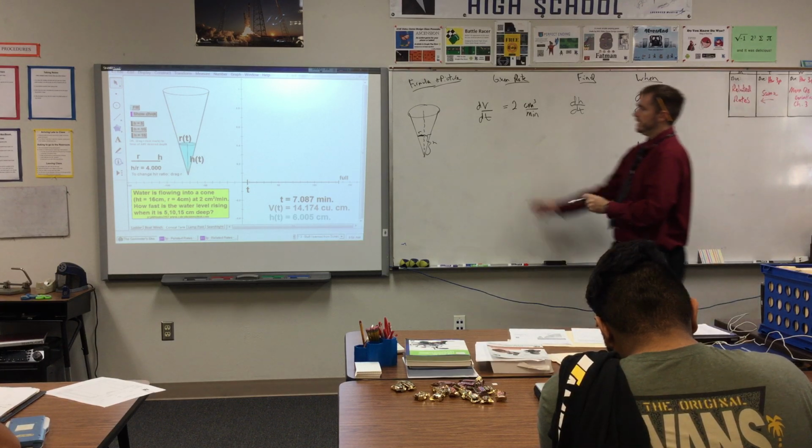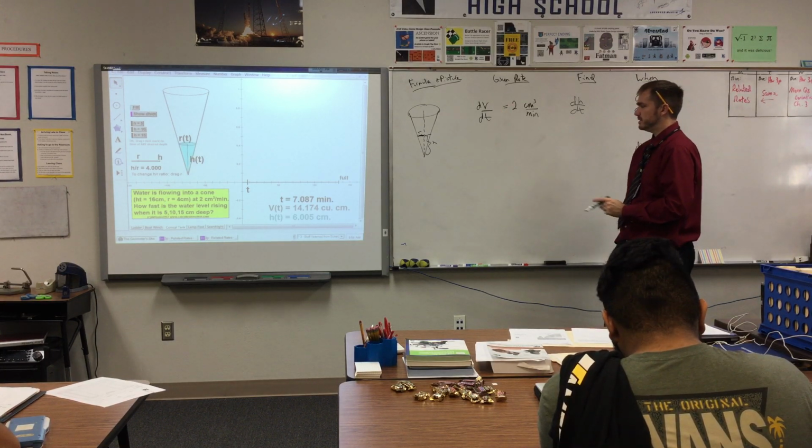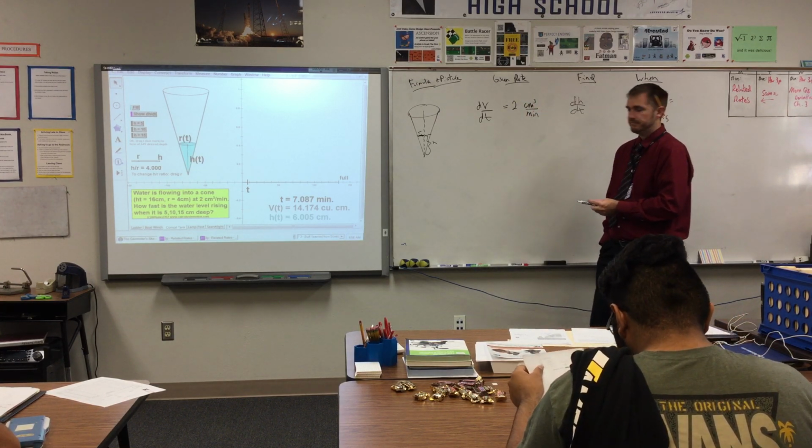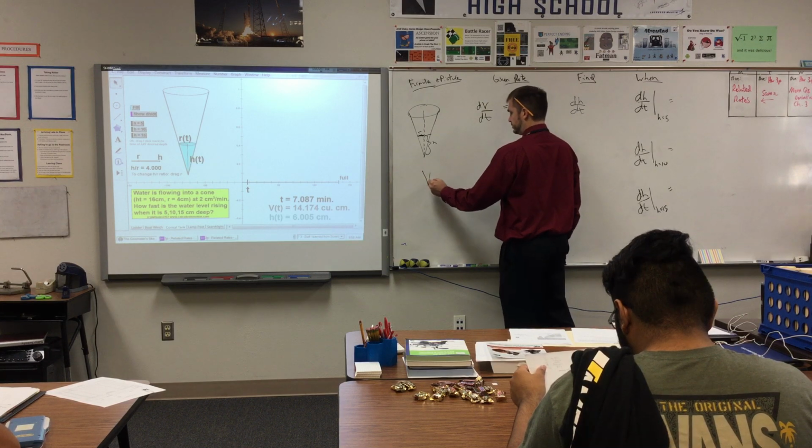But I didn't actually go back and write my formula. So did anybody have a formula that relates to this picture here? V equals 1/3 pi r squared times height.